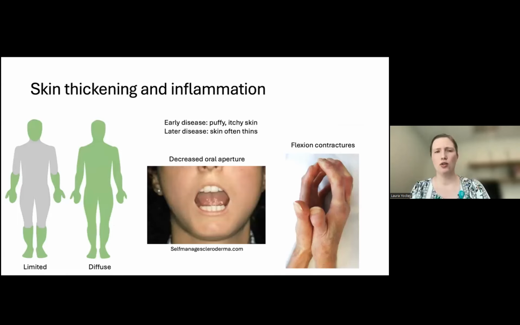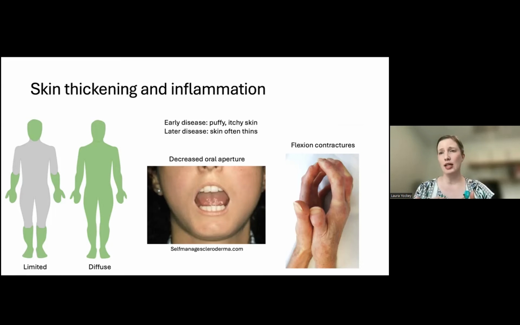The next common manifestation is skin thickening and inflammation. Again, we talked about how different patients have different degrees of skin involvement, how severe it is, how much it's limiting their function, and how uncomfortable it is. So in early disease, the skin can often be very puffy. It can also be very itchy. But then as disease progresses, the skin can thin.